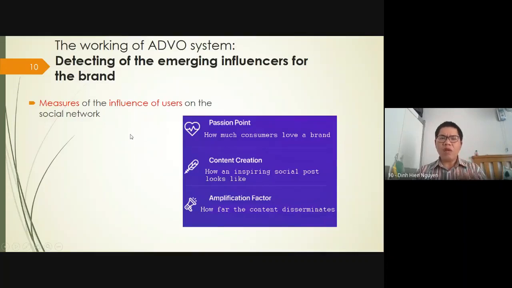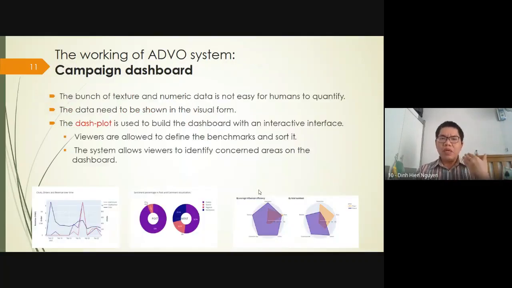The system can detect emerging influencers for the brand based on three measures. The first is person boy, which computes how much consumers love a brand. The content creation score estimates how inspiring a social post looks. And the last, the amplification factor, estimates how far the content goes viral on the social network. The ADVO system can also visualize the results as a dashboard, because the data needs to be shown in visual form, so the dashboard is built with an interactive interface.